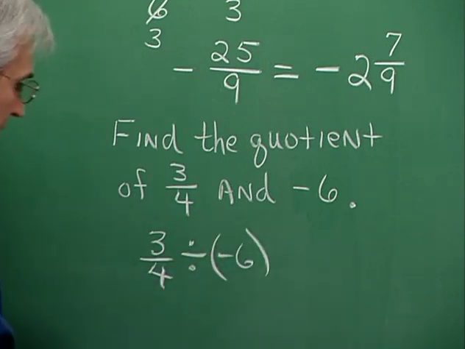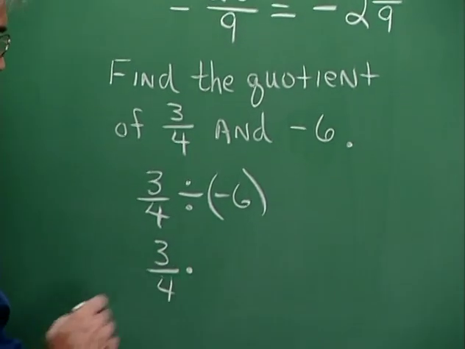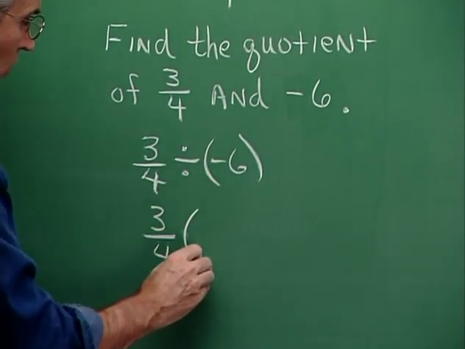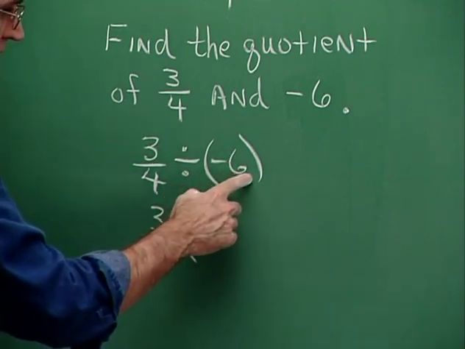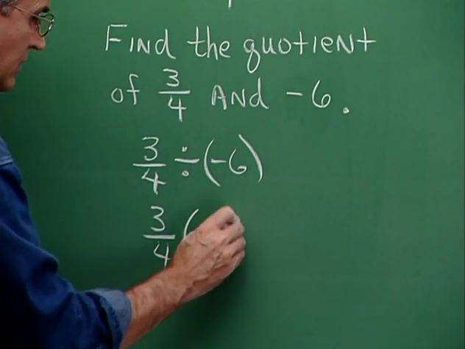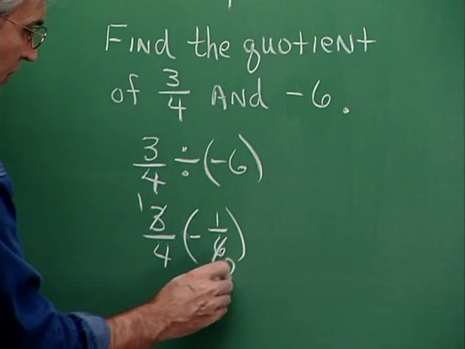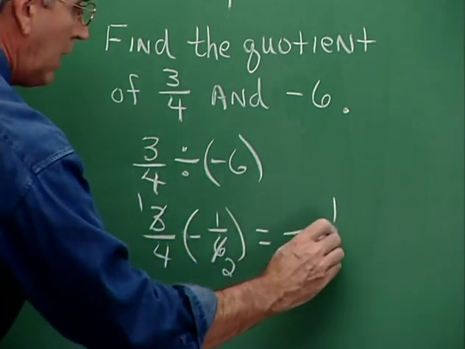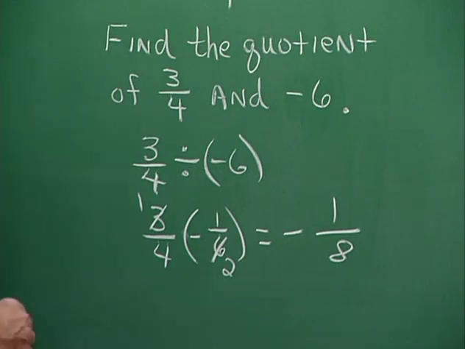We change to a multiplication problem, 3/4 times, let's see, I better use the parenthesis here because I have a negative. So instead of using the dot, I'll open a parenthesis, and we're multiplying by the reciprocal of negative 6. Change the 6 over understood 1 to 1/6. So it's negative 1/6, and now we look for a cancellation. Oh, happy day. 3 into 3, 1, 3 into 6, 2, and we're multiplying straight across. So it's positive times negative is negative. 1 times 1, 1 for the numerator. 4 times 2, 8. So negative 1/8 is our answer.